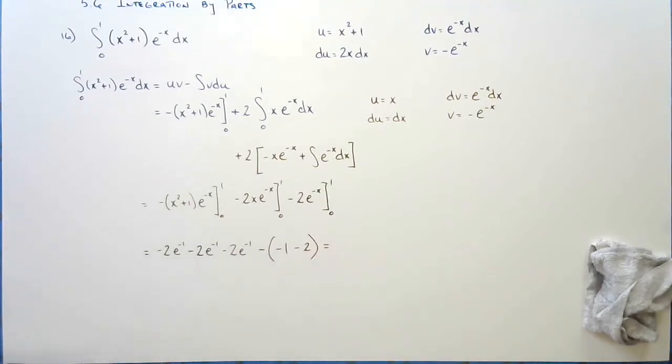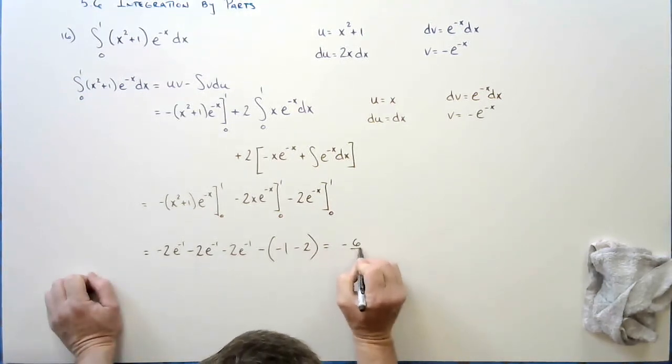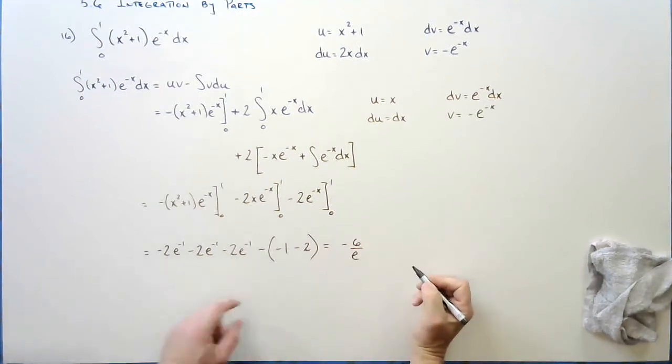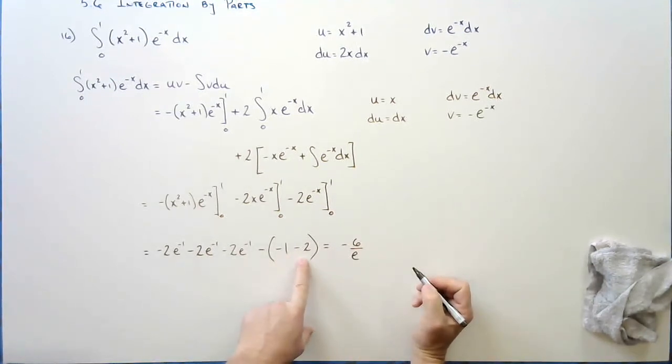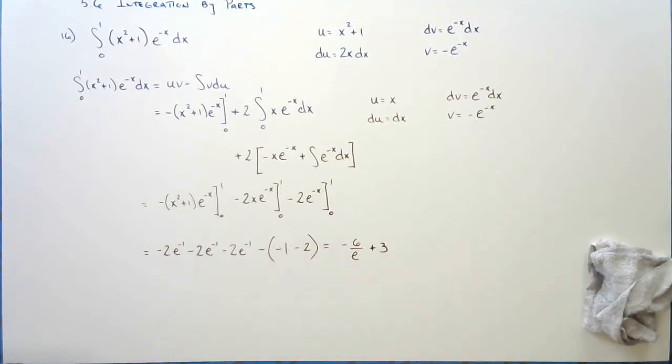Now, if I haven't butchered the negative signs, and there's no guarantee that does not happen, so if it has, I apologize. We have negative 2 e to the minus 1, negative 2 e to the minus 1, negative 2 e to the minus 1. That's going to be negative 6 over e. Here we have negative 1, negative 2. That's negative 3 with a negative sign, so we get plus 3. And again, if I haven't butchered a negative sign someplace, that's going to be our answer, number 16.